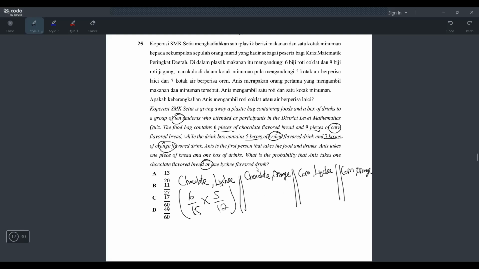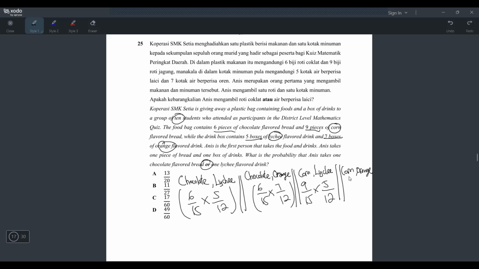What is the probability of chocolate and orange? For chocolate, it will be 6. Number of chocolate is 6. Total is 15. Times with orange. Number of orange is 7. Total inside is 12, right? And then what about corn punya? Corn punya is 9, but out of 15, right? Because total is 15. What about lychee probability? Number of lychee is 5, but the total inside is 12. Okay, for my drink box.